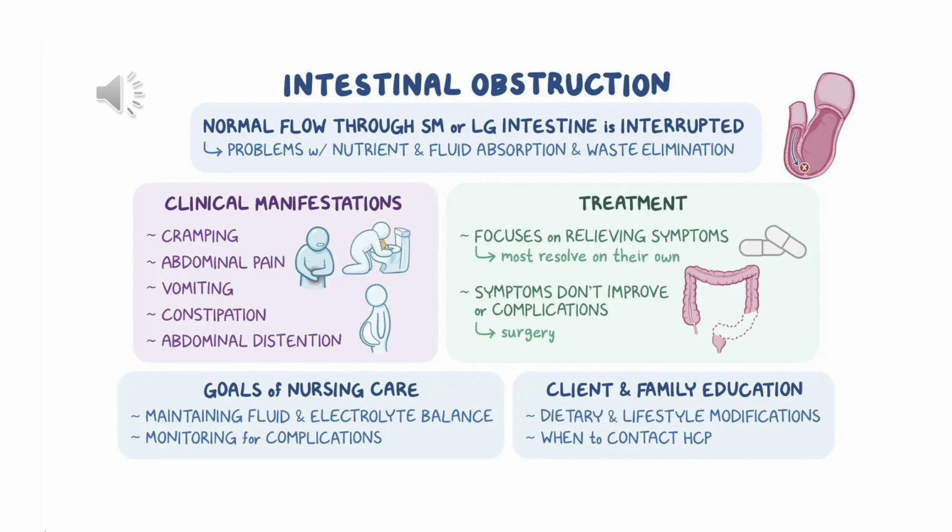As far as treatment goes, our strategies typically focus on relieving symptoms. In a lot of cases, obstructions can resolve on their own with conservative management. However, if symptoms persist or if complications like strangulation or ischemia develop, then surgery may be necessary to correct the underlying issue. The primary goals of nursing care for these patients are to maintain fluid and electrolyte balance and to monitor for complications like dehydration or worsening obstruction. By addressing these priorities, we can stabilize the patient and support their recovery.